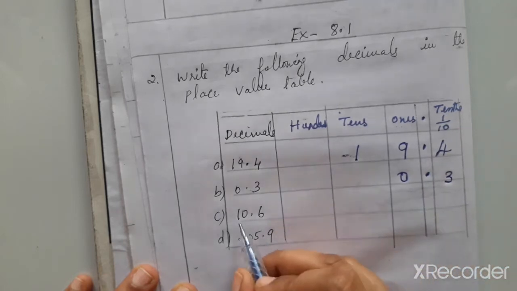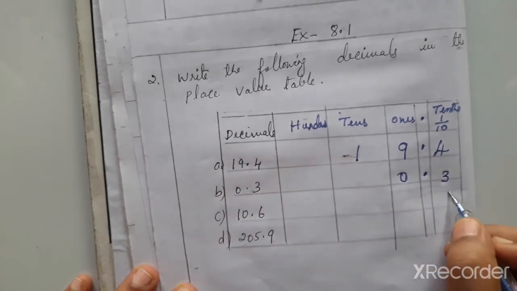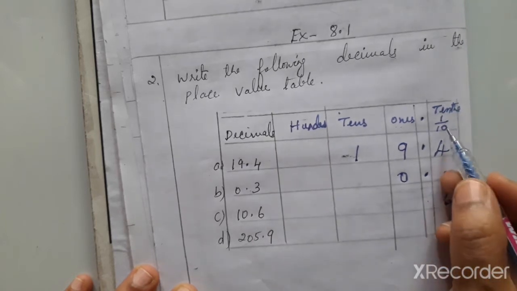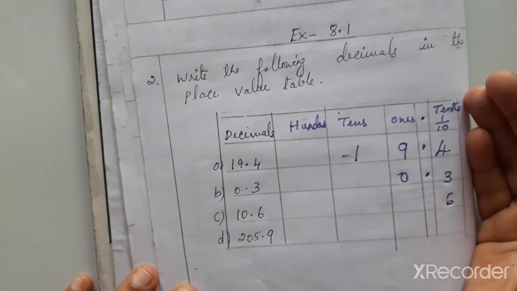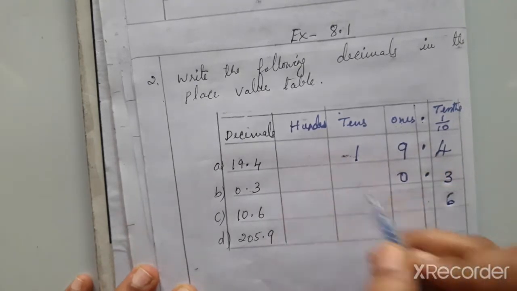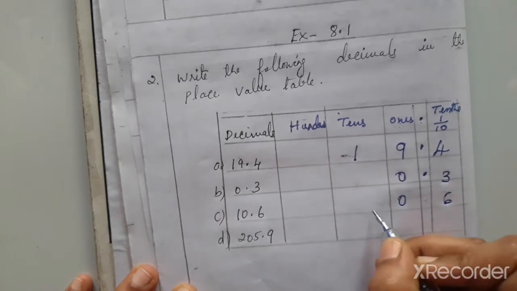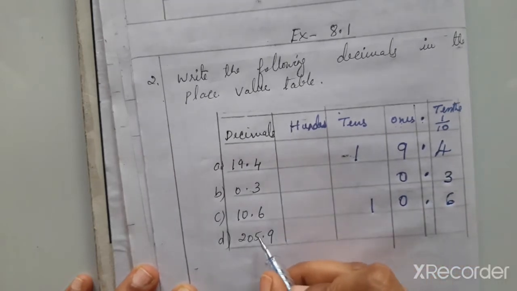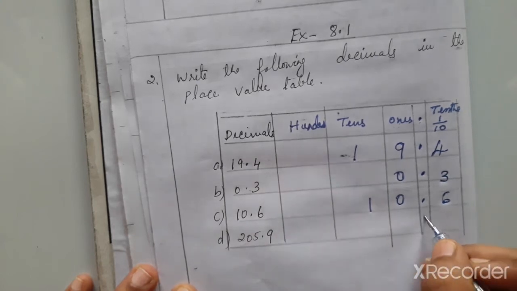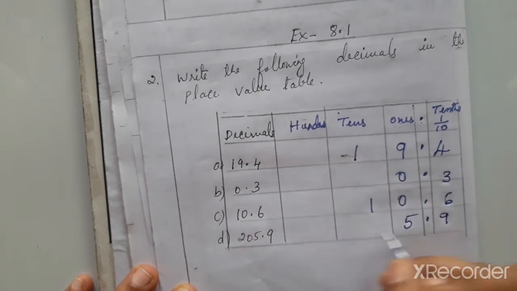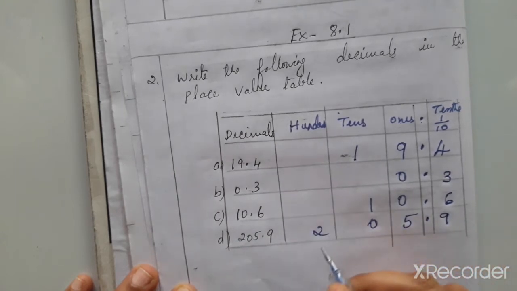Okay, children. Now 10.6 means 6 is here, in the 1 by 10 place, and then the decimal point. Then the next places will be 1 by 10, 1 by 100, 1 by 1000. This is the ones, tens, 100 place. Then 205.9, 9 will come here, 5 here, 0, 2.